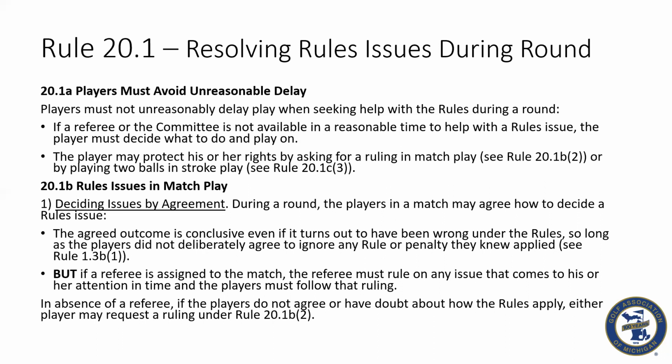But if there is no referee, and the players do not agree or have doubt, then either one of them is going to request a ruling. So if Dennis thinks I'm doing it wrong, I'm going to do it as a player, and then Dennis is going to say that's not right. I want a ruling, and whenever the committee gets there, they're going to make a decision as to what I actually did, if it was right or not.